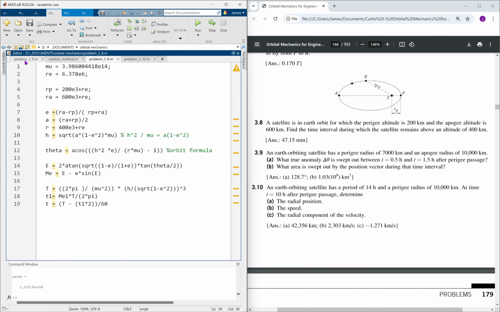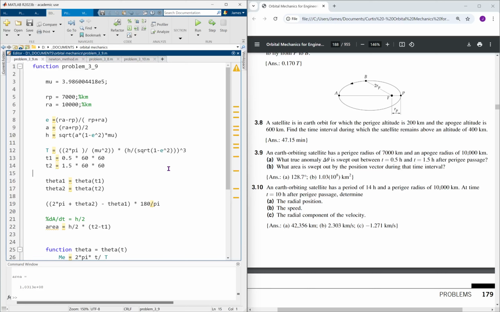And 3.9, an Earth orbiting satellite has a perigee radius of 7,000 kilometers and an apogee radius of 10,000 kilometers. What true anomaly theta is swept out between t is 0.5 hours and t 1.5 hours after perigee passage, and b, what area is swept out by the position vector during that time interval? So to do this one, we're going to have to use a numerical method to get the answer.